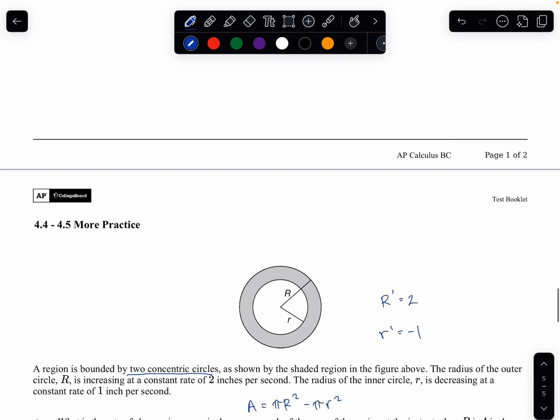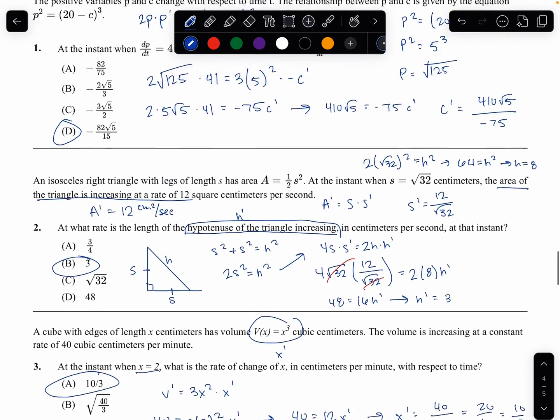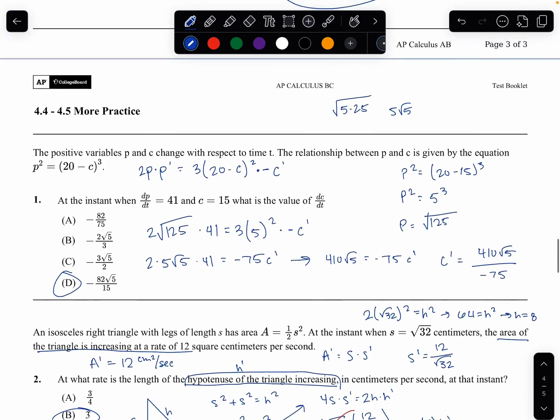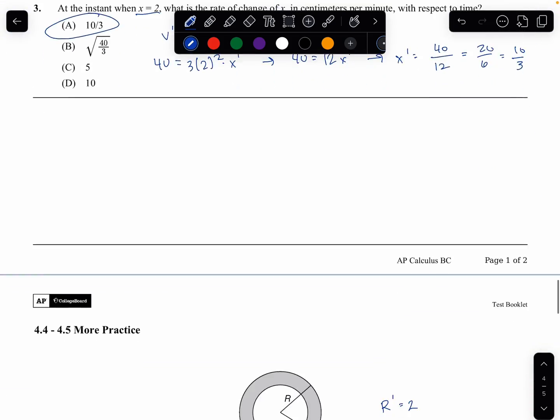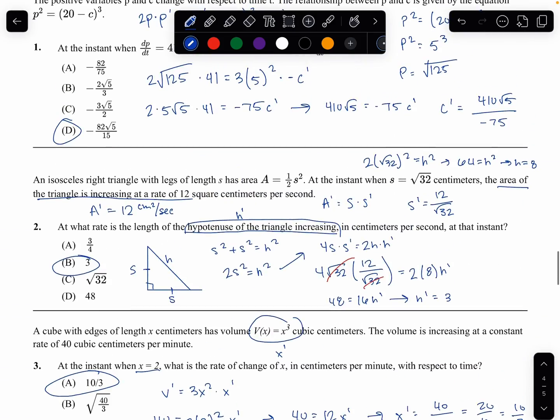That's implicit differentiation. It's definitely a challenging subject. A lot of problem solving, but hopefully this video helps.